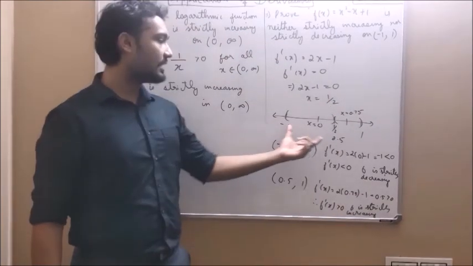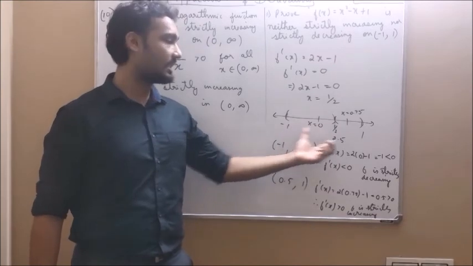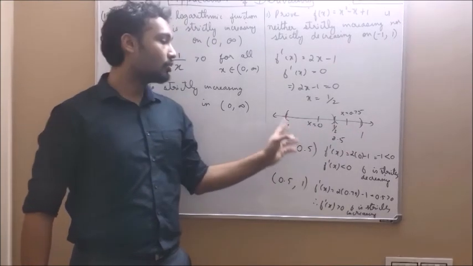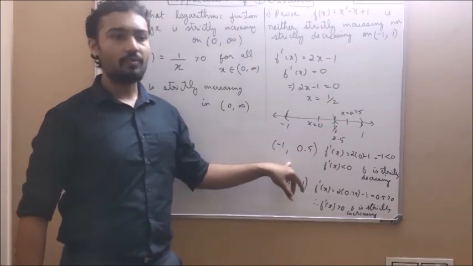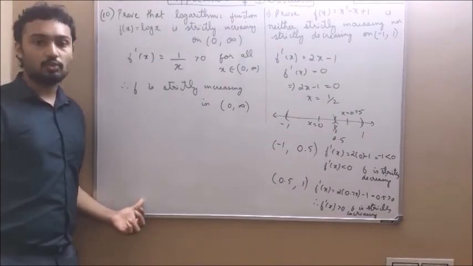So therefore what you get, in this interval f is strictly decreasing, in this interval f is strictly increasing. So the function is neither increasing nor decreasing. So that is what we wanted. So pause the video and take note.